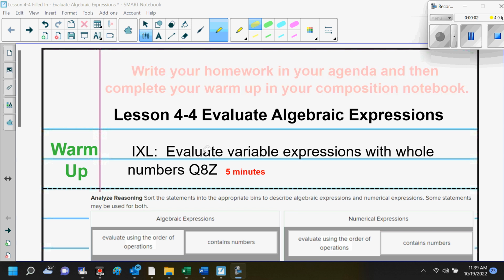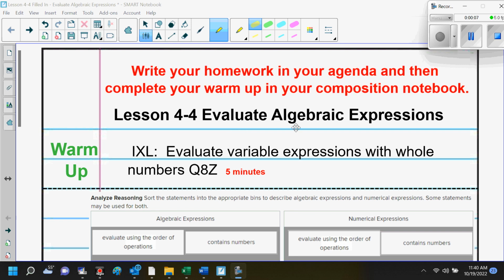So today's lesson is 4-4, which is evaluate algebraic expressions. Okay? So the first thing I want you to know is this definition of evaluate. Evaluate means to substitute and simplify. Make sure you write that down.